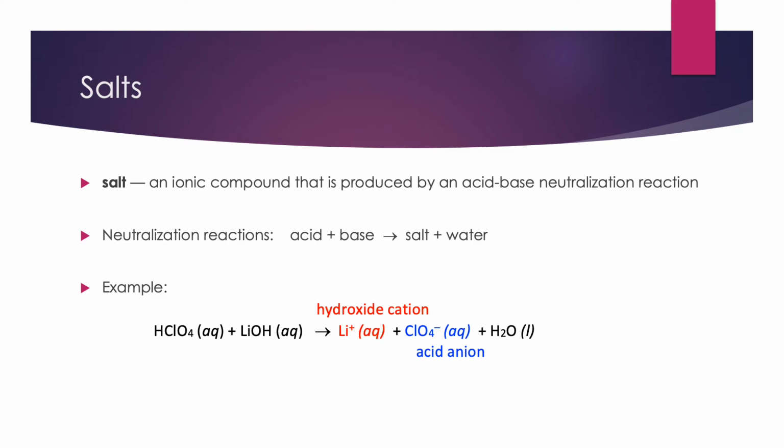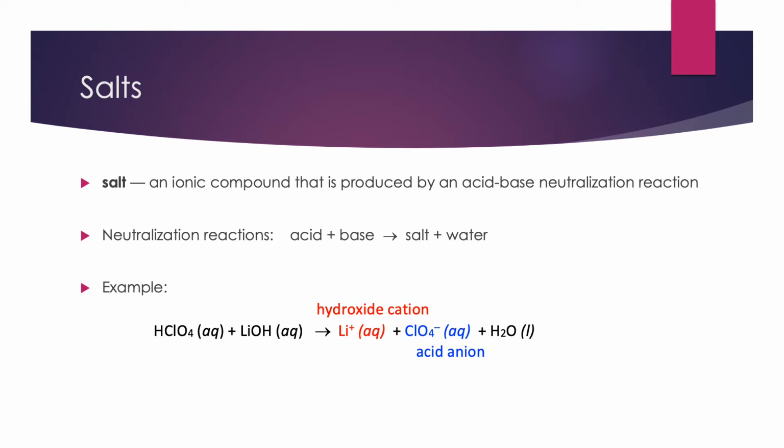Let's start off by defining what a salt is. And I mean to define this not as what you eat with your food, but in more general terms. A salt is basically an ionic compound that is created when we have an acid-base neutralization reaction. So we combine an acid with a base in aqueous solution, and what we'll generally create is a salt, which is some ionic compound, and water.